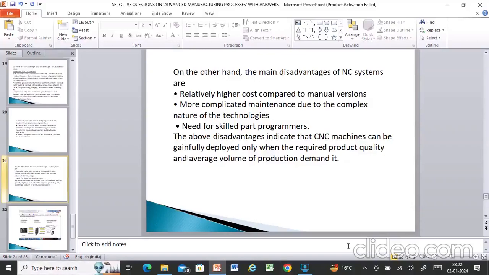I think we have come to the end of Unit 4, which is CNC machine tools. If you study this, I think you will be able to answer the questions that will come from this particular unit. The only unit left, which I have yet to take classes on, is Unit 5, which is part programming. That we will cover in a separate lecture.